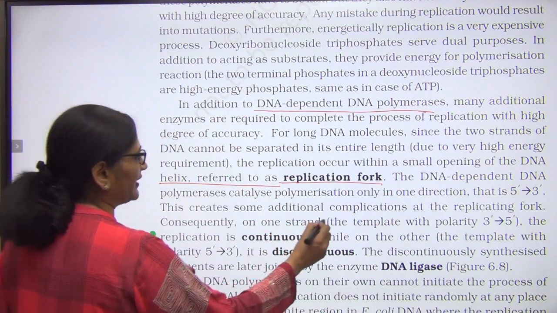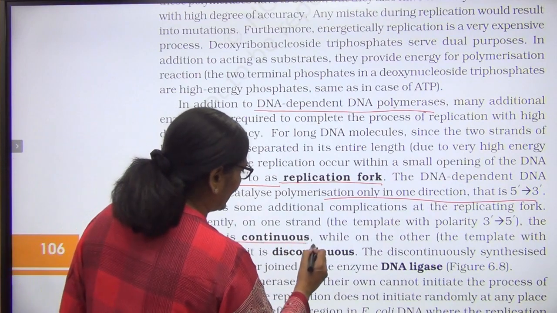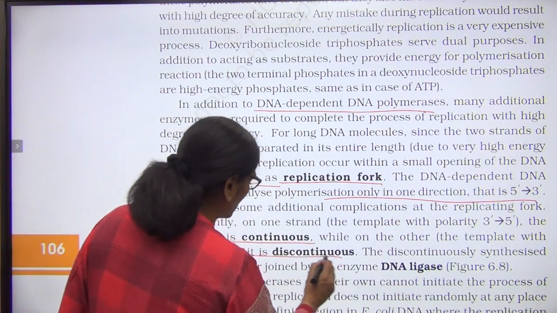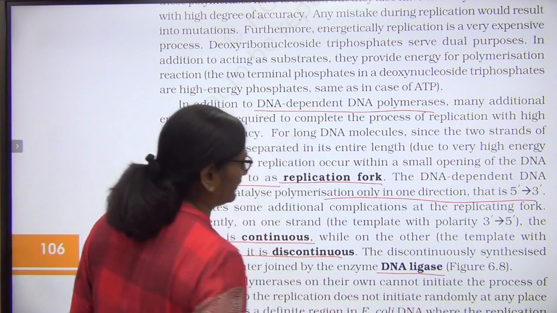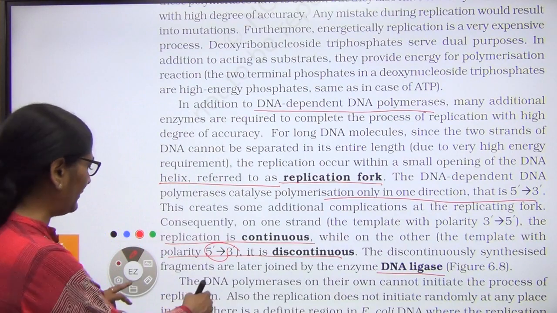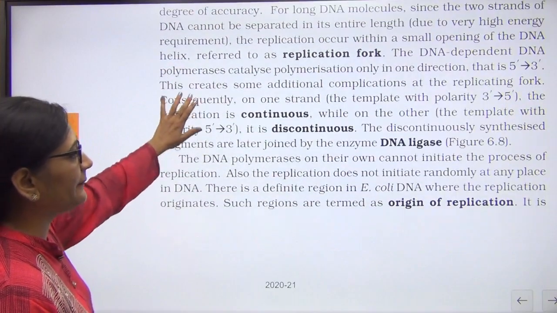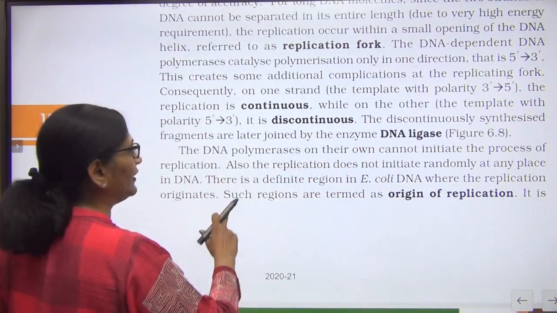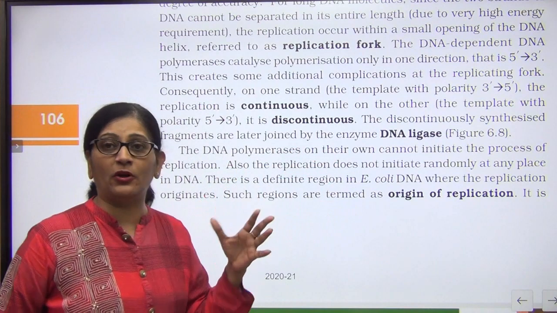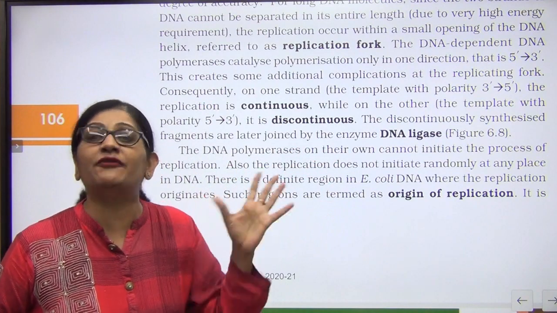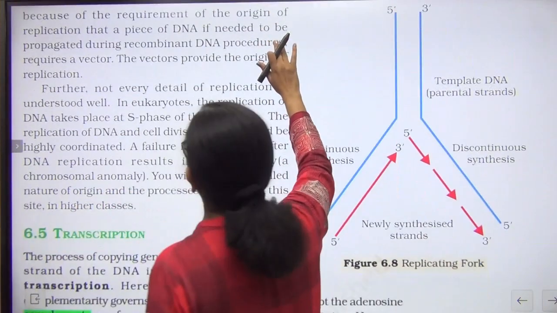DNA dependent DNA polymerase polymerizes only in one direction, 5 prime to 3 prime. Thus in one of the strands the DNA replication is continuous, in the other one, whose polarity is 5 prime to 3 prime, it is discontinuous. The discontinuous strands are joined with the help of an enzyme ligase. The DNA polymerase on its own does not initiate. It cannot do DNA replication from any place randomly, so you need fixed places for it. These places are called ORI or origin of replication.